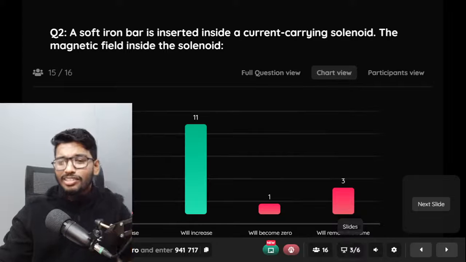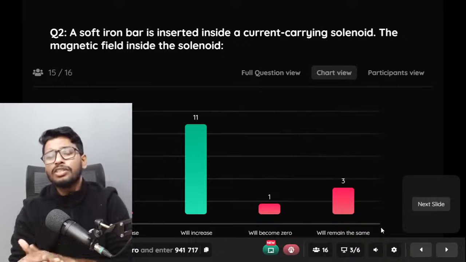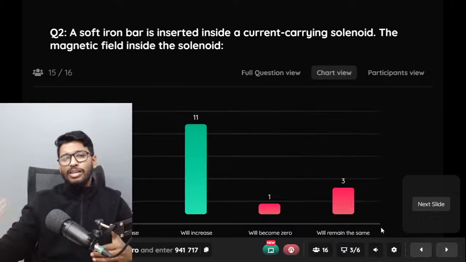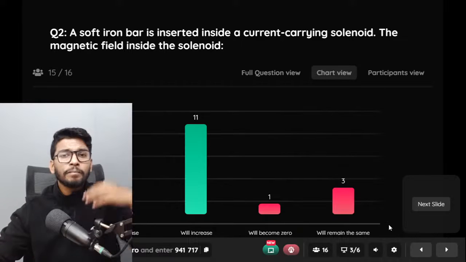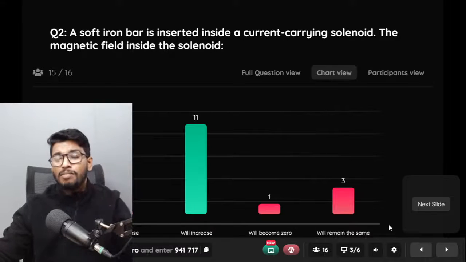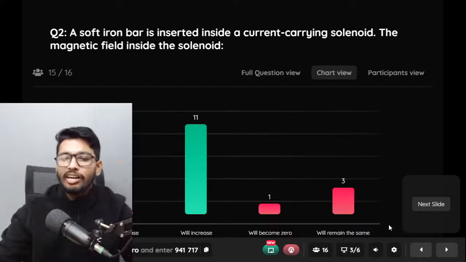All right, if you guys got the right answer, good job, people. Absolutely correct. The strength of the magnetic field can be increased by introducing a soft iron core. The soft iron core is basically a magnetic material, so it will also get magnetized and it will increase the magnetic field around the solenoid.